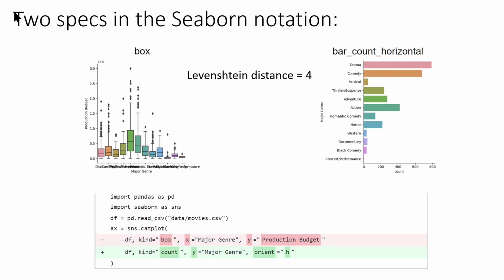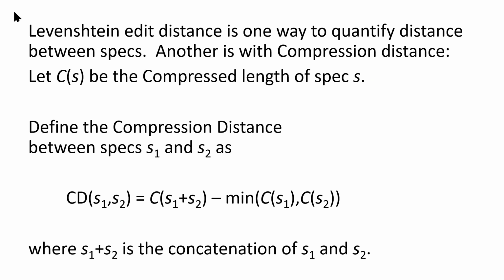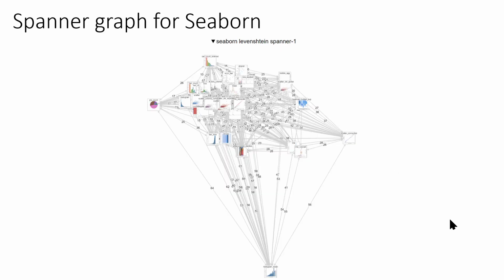Another way to quantify the distance is using a compression algorithm. So if we have a way of taking the text of a spec and compressing it, we could compress each of the specs on their own and take the minimum resulting length and then subtract that from the compressed length of the concatenation of the 2 specs. And then we get what we call the compression distance. It turns out that this is very correlated to the Levenshtein edit distance. In the results I'm going to show you, we might be using Levenshtein sometimes and compression distance at other times.